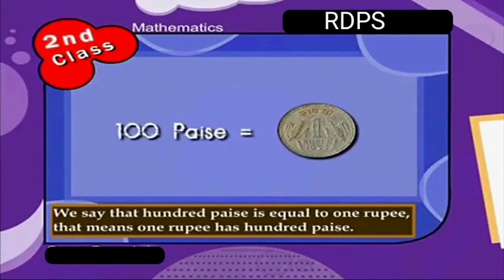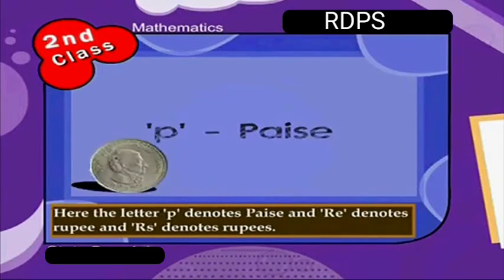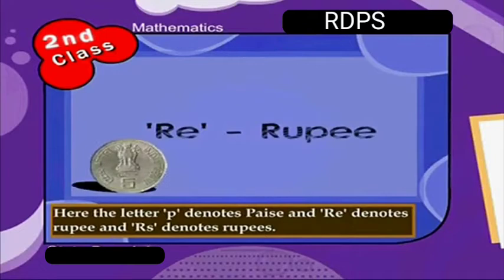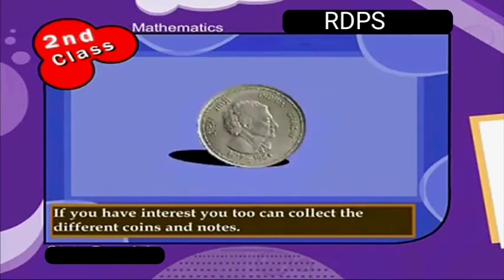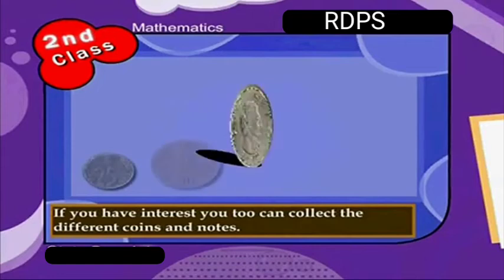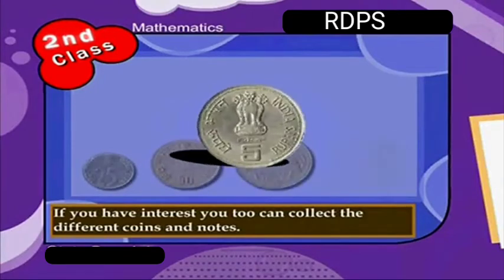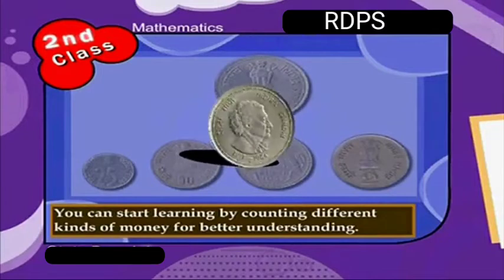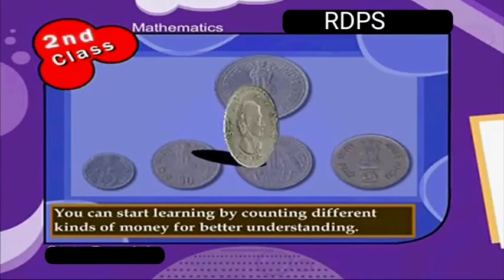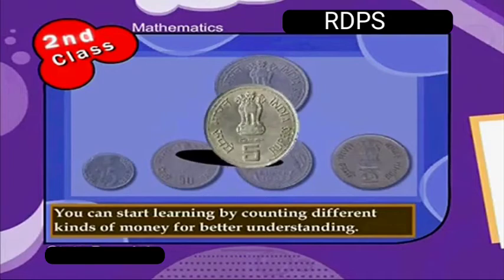Now we say that 100 paise is equal to 1 rupee. That means 1 rupee has 100 paise. Here the letter P denotes paise, Re denotes the rupee and Rs denotes the rupees. If you have interest, you too can collect the different coins and notes. You can start learning by counting different kinds of money for better understanding.